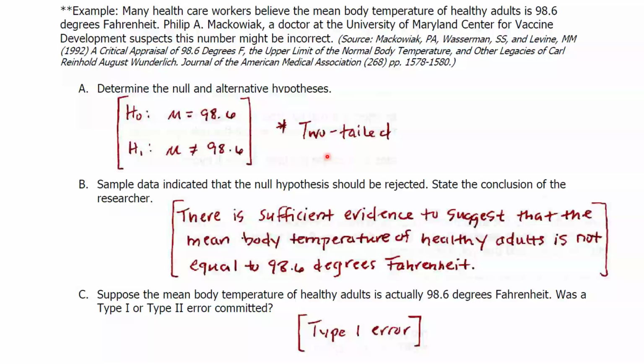So the real world consequence of this problem is that the medical center or community might change their understanding of normal body temperature based on the study, when in fact the old standard was correct all along.